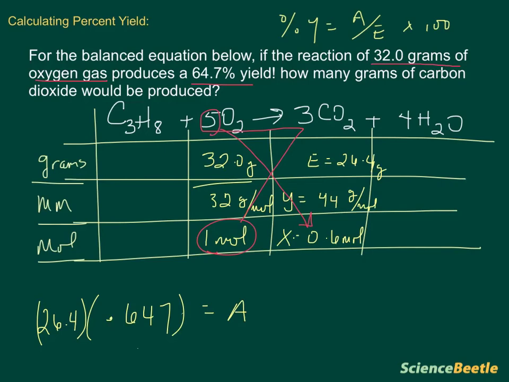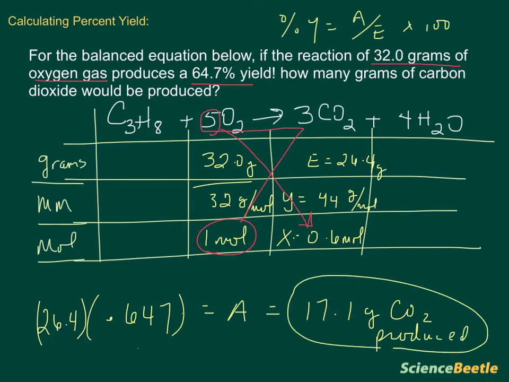And so if I take that 26.4 and I multiply it by 0.647, what I expect to get, or the actual amount that I should get, if I have a percent yield of 64.7, I should get an actual amount of 17.1 grams of CO2 produced. Okay, and that's my answer there.